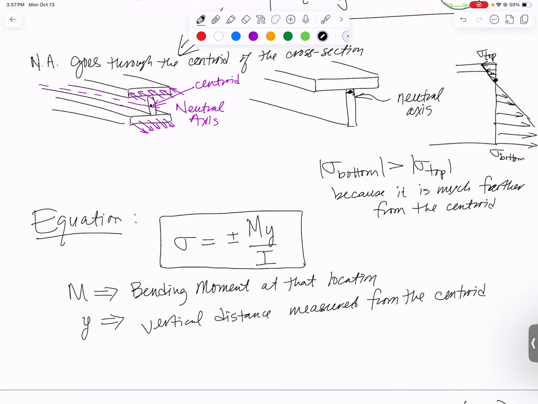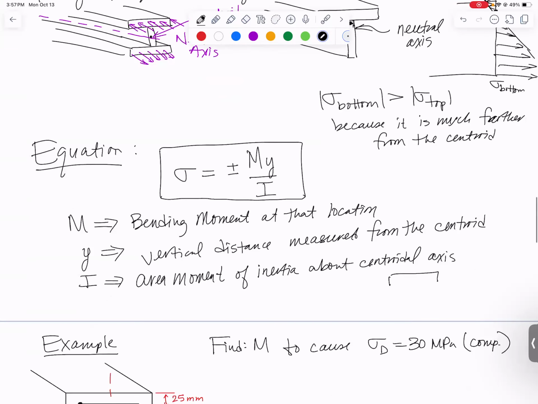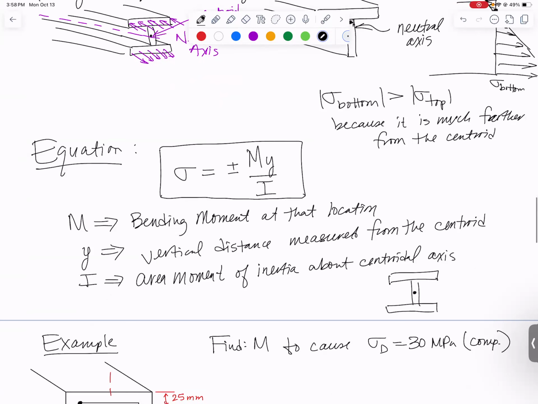And then I is the moment of inertia. It's the area moment of inertia about the centroidal axis. That's really important. If you remember this from statics, if I had a cross section here, there's maybe my centroid. If I want to find the stress somewhere, Y is measured away from the centroid. And then I need the moment of inertia about this centroidal axis. Here is my centroidal axis. So you remember using the parallel axis theorem? I hope so. If not, go back and review it because you're going to need it.